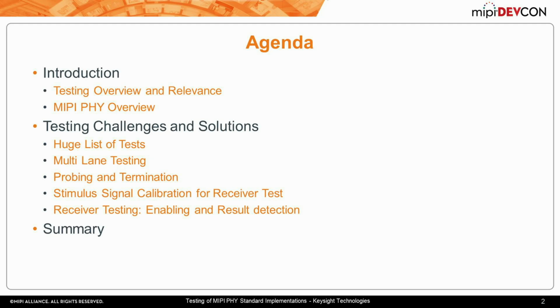On interfaces, there's lots of testing that has to be done, so how do you manage environments where you've got all these different types of tests that you have to perform, whether it's receiver or transmitter test. Multi-lane testing, what are the extra challenges there, with some possible solutions and some things that you need to look out for.